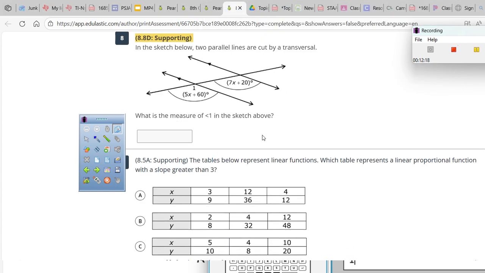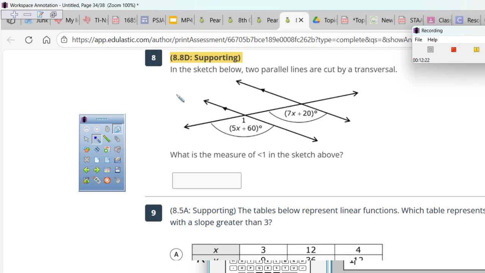Okay, these are pretty good. Parallel lines. These angles are the big angles, and they're equal to each other. What do I want to find? The measure of angle 1. Well, I know this angle is equal to that angle, so I have an equation: 5x plus 60 is equal to 7x plus 20. I know those two things are equal.